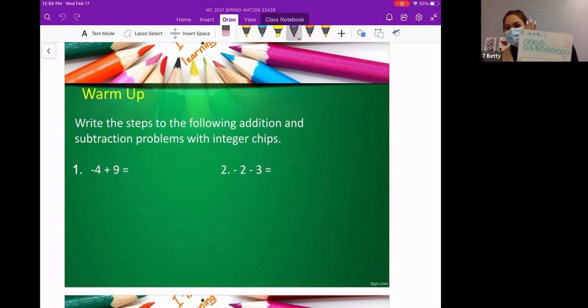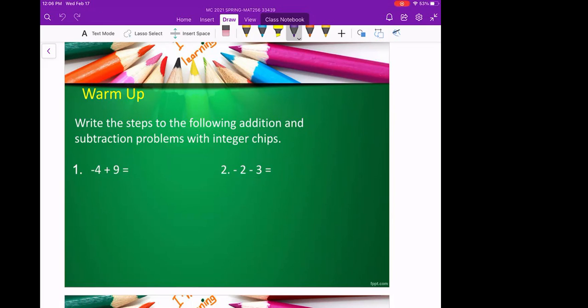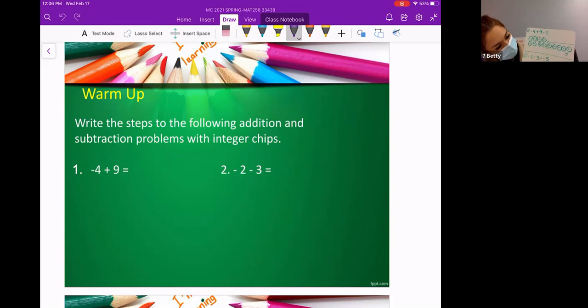I just watched the video on why not to use canceling, and I want to use cancel now. Zero pair. Step 2. There you go. Zero pairs. Step 1, model both addends. Step 2, join them together, since addition. Yes? Step 3, simplify any zero pairs. Simplify is the word I was looking for. Step 4, count the remaining chips.